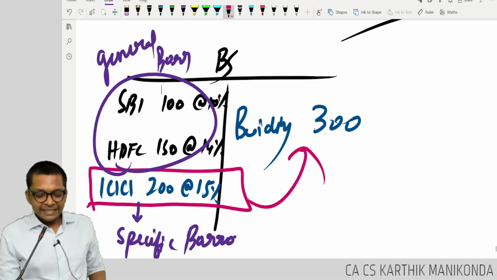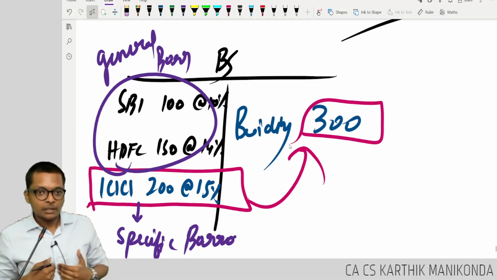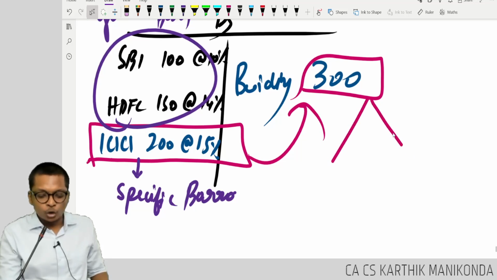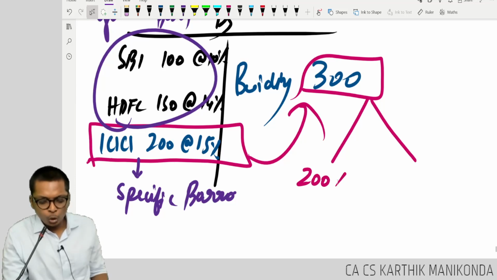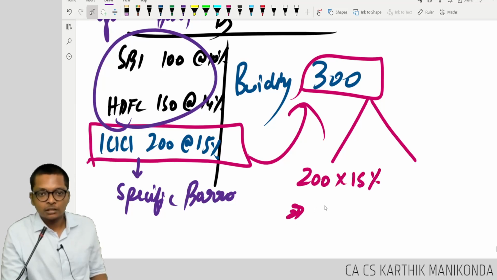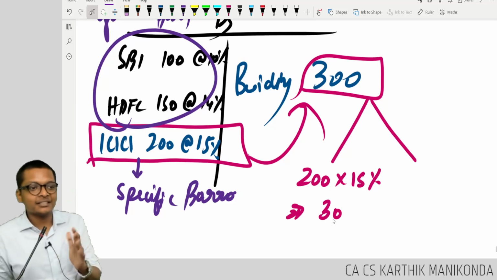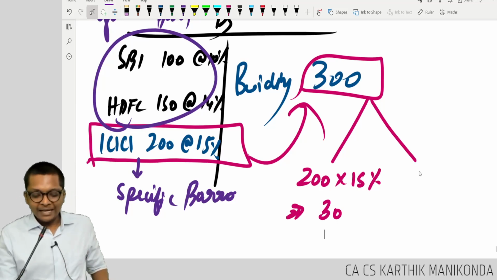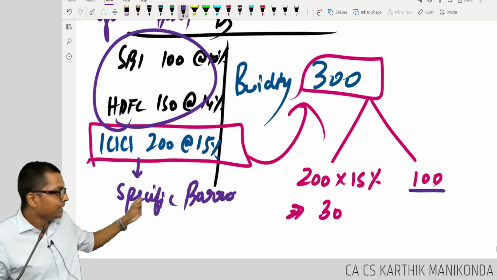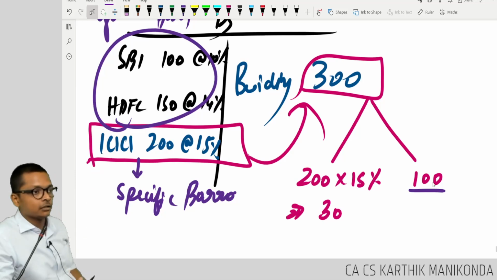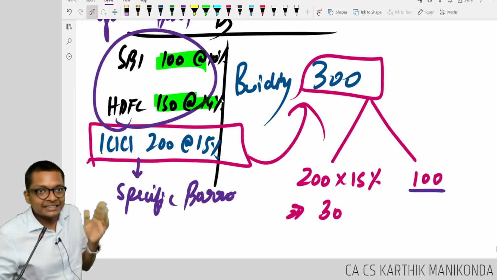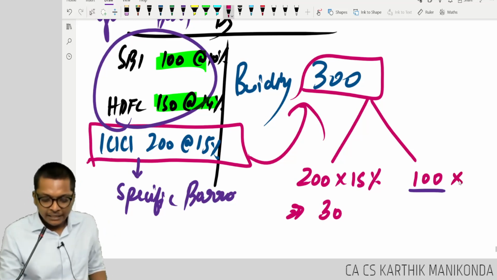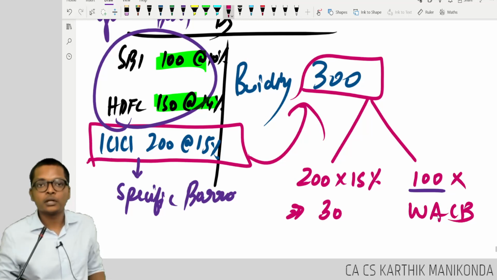Now how to do it? I'll split this 300 into 2. Specific is easy. 200 at 15%, how much? 30. With or without a calculator, you will get 30 only. Correct? Balance is how much? 100. Now follow very carefully. This balance 100 is used from which loan, SBI or HDFC? I don't know. It could be used in any ratio. They have not given it. That's why I will use the weighted average cost of borrowing.